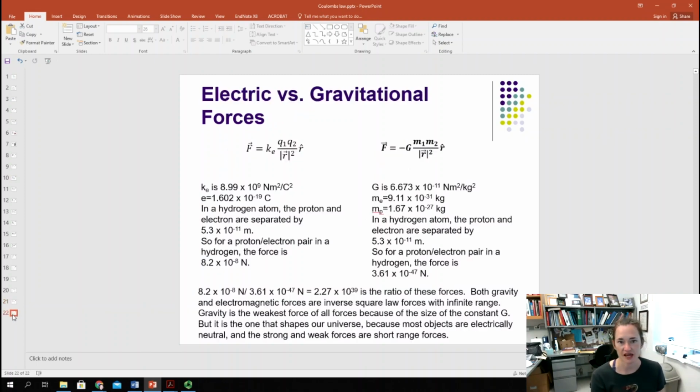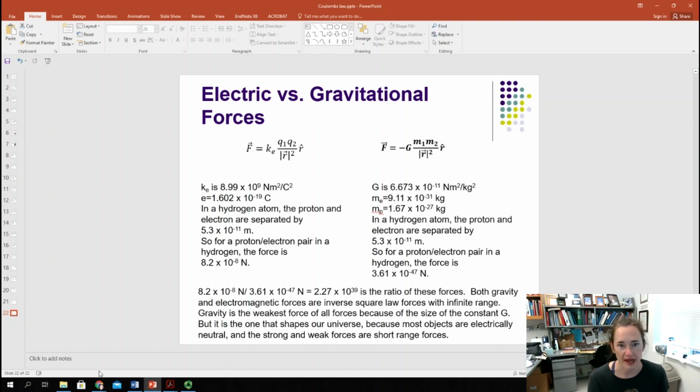Let's take just a second to compare the two force laws that we've learned about so far, okay? We have the gravitational force, Newton's law of universal gravitation, and we have Coulomb's law. You might have noticed that both of these are inverse square laws. In other words, you've got some stuff, and you divide by the square of the distance between those two things. So these laws look super similar.